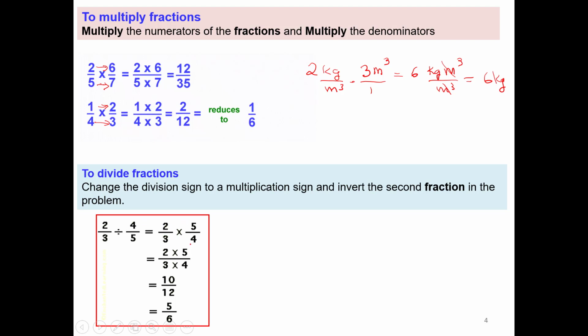We flip the fraction. And now, because we know how to multiply, we say 2 times 5 is 10, and 3 times 4 is 12. And if it's possible, we will reduce. We divide by 2. 10 divided by 2 is 5. 12 divided by 2 is 6. This is important, and we apply the same rule if we have numbers along with units. Yes, we will apply the same rule.